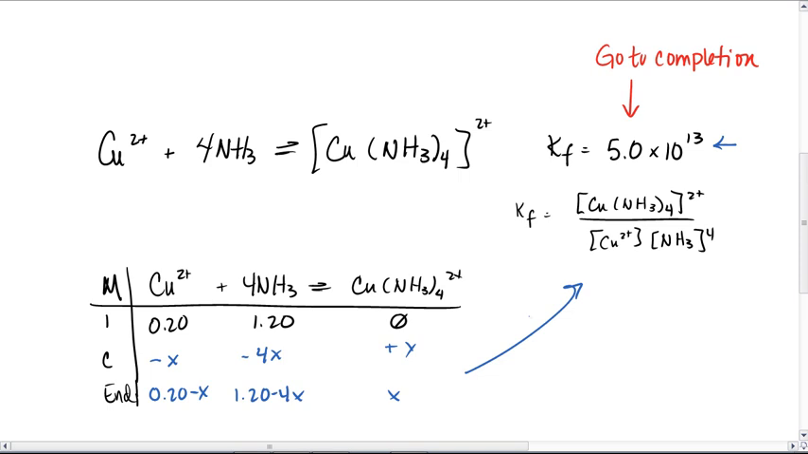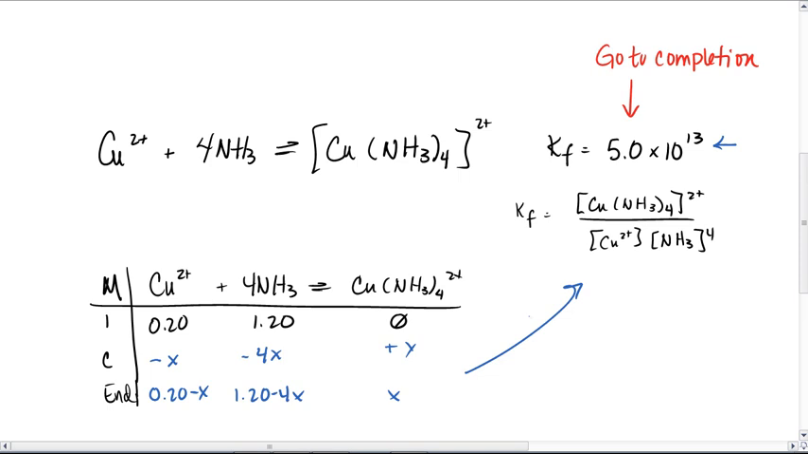Did you try to solve? What happened on your calculator? My calculator rounded it to 0.2. Yeah, because x is so incredibly small that many times your calculator is just going to say it's 0.2.